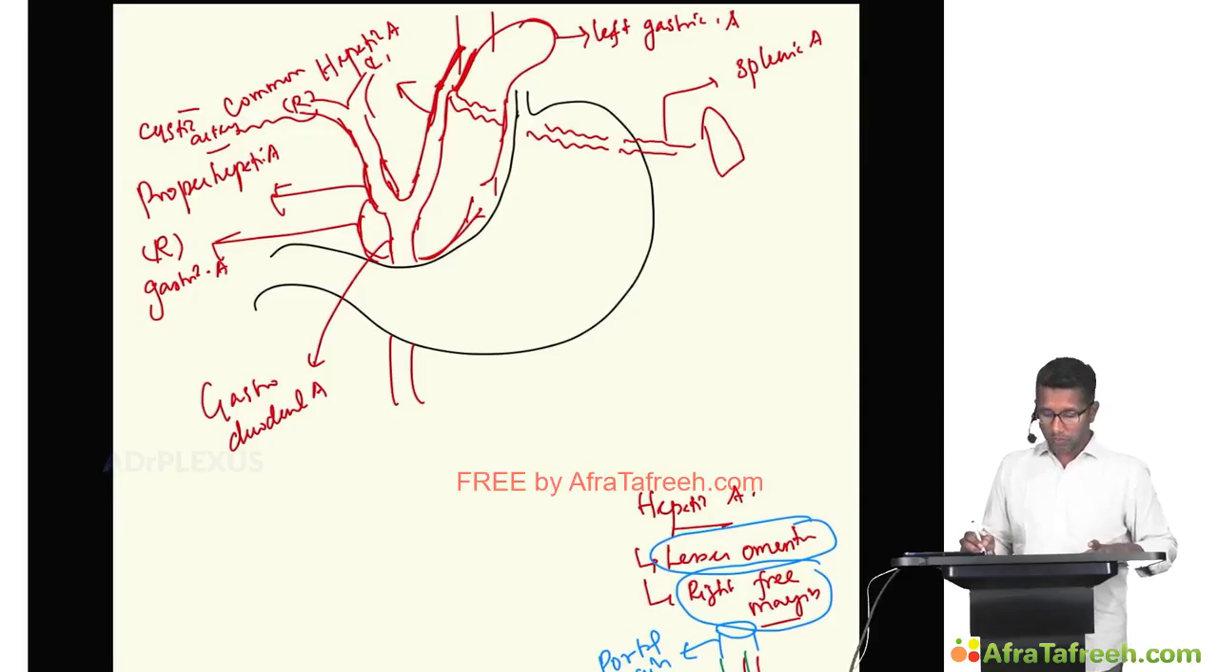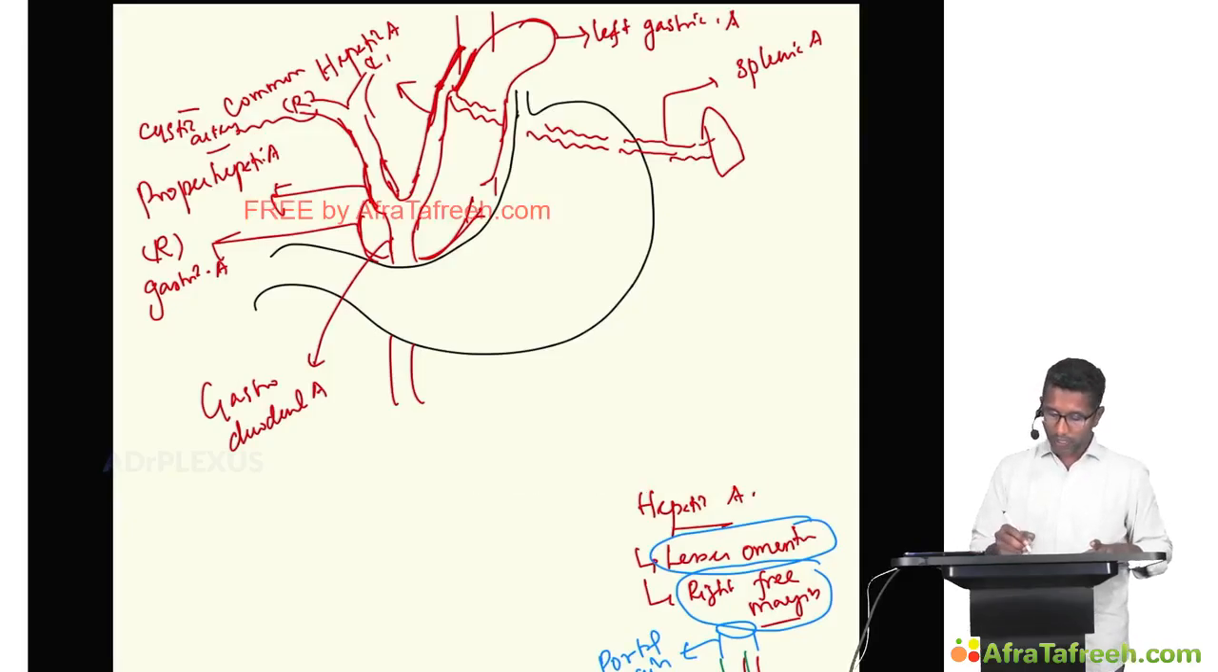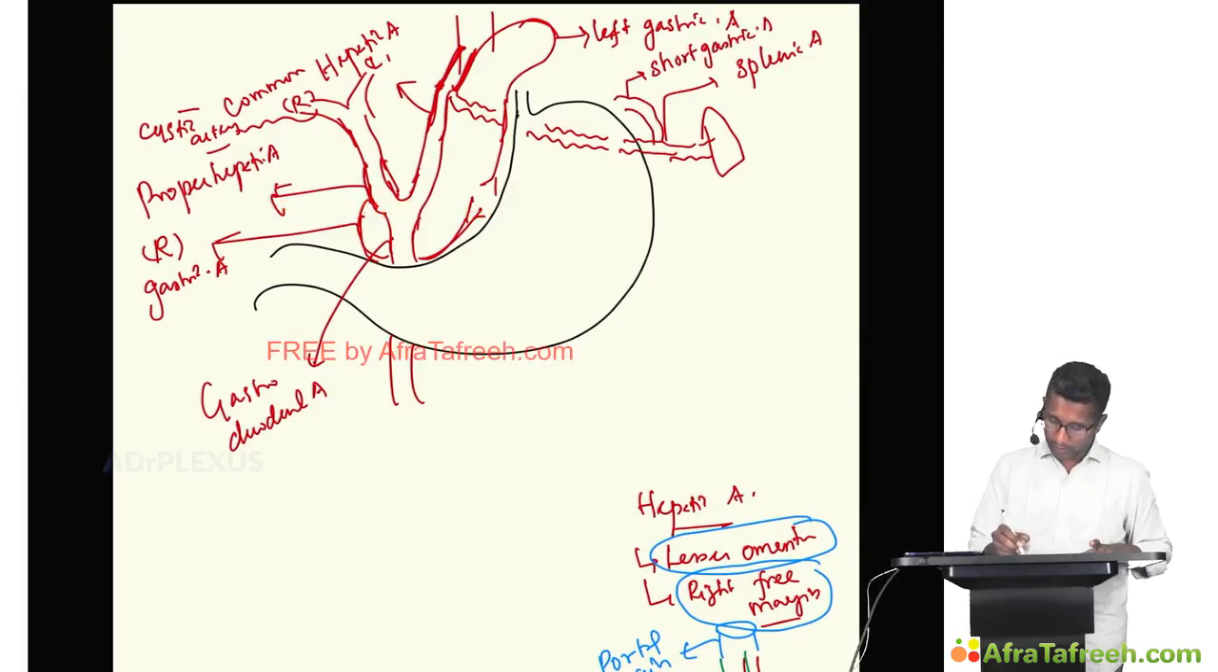Now what happens to the splenic artery? The splenic artery, before it enters the spleen, gives branches to the fundus of the stomach. These are called the short gastric arteries.